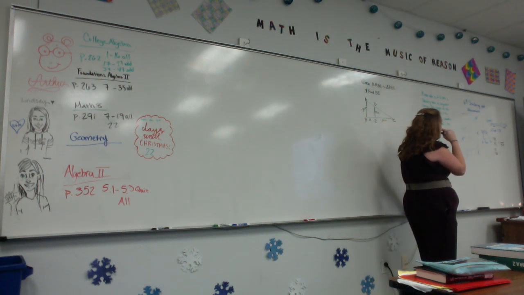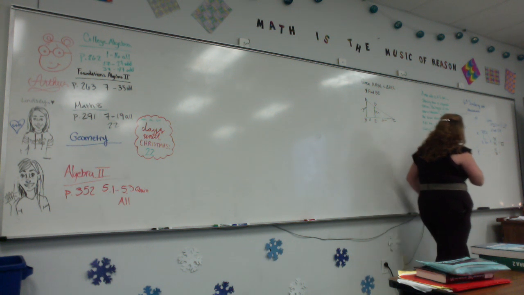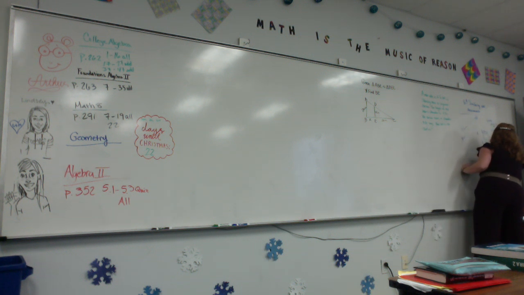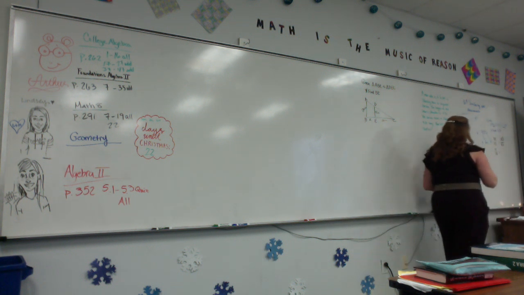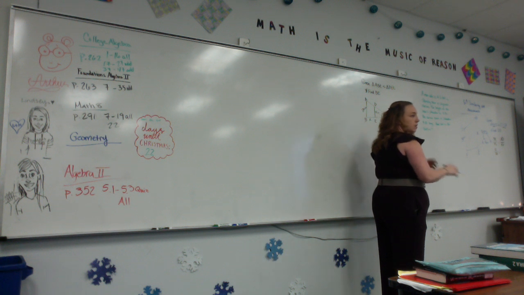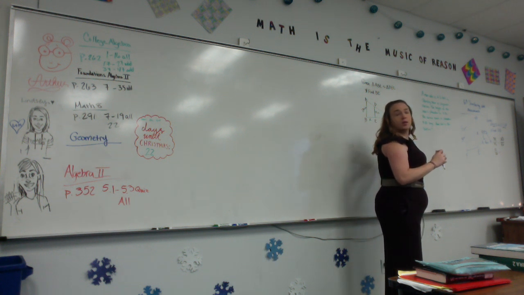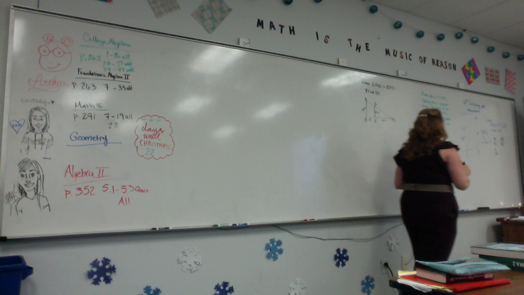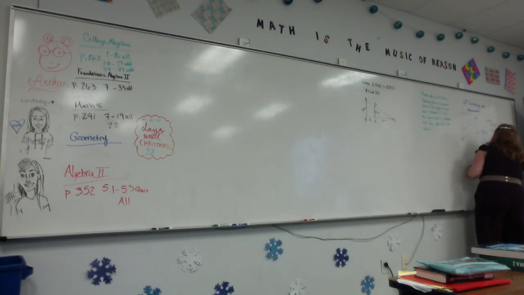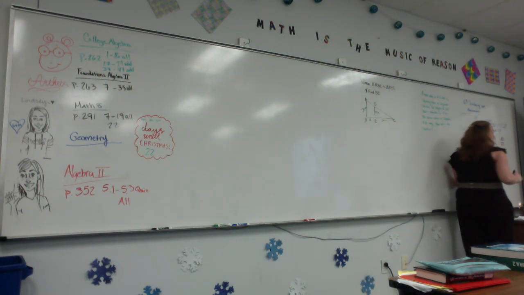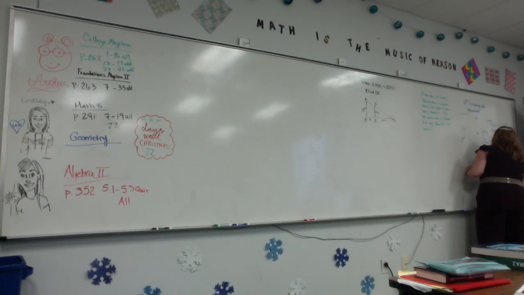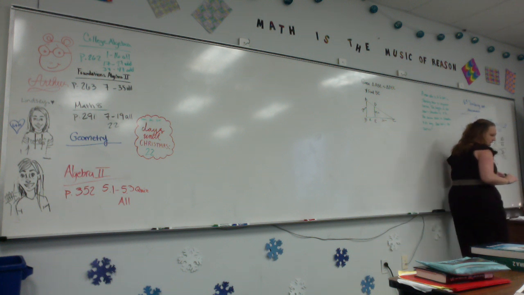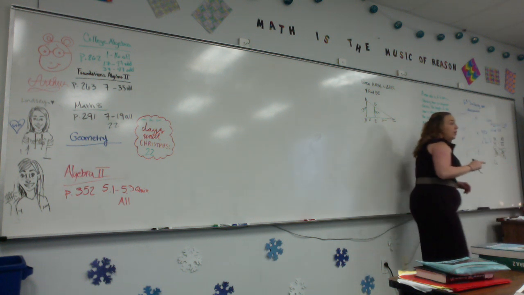Okay. So what side corresponds with EH? AD. So how do I set this proportion up? 16 over X. Good. Now, what do I do to solve that? Cross multiply. So I get 12x equals, what's 30 times 16?